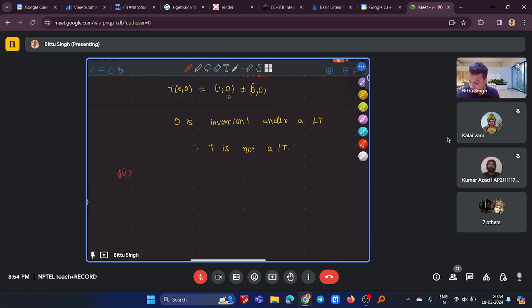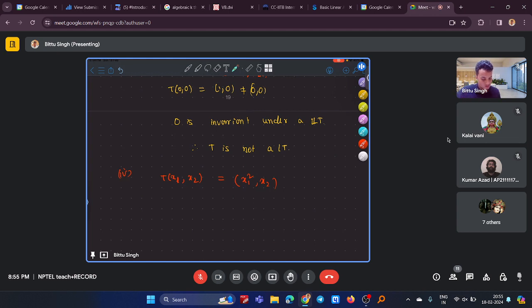Another question, T of x1 x2 is the same as x1 square comma x2. Again, there is a nonlinear term, so we can guess that this will be a non-linear transformation. So how can we say that? Here T of 0 goes to 0, 0, so this property is also satisfied.